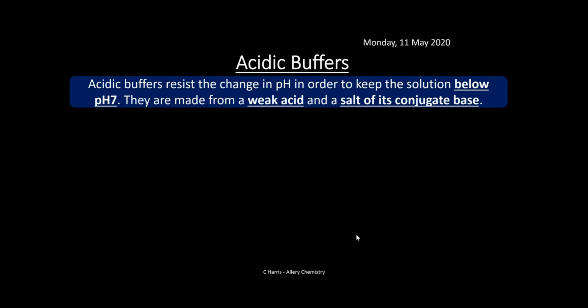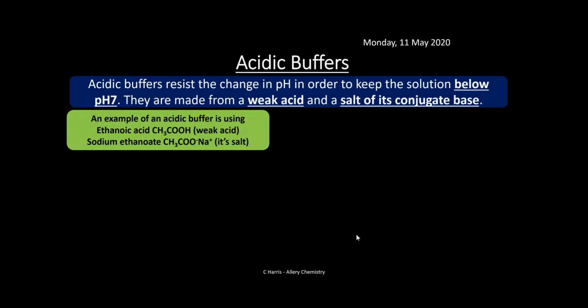So, acidic buffers resist the change in pH in order to keep the solution below pH 7, okay, because it's an acidic buffer, so it's got to keep it as an acid. And they're made from a weak acid and a salt of its conjugate base, okay, so that's very important. The weak acid and a salt of its base. It's important to get your language right in this, while trying to explain how buffers work. So, an example of an acidic buffer is using ethanoic acid, there's your weak acid, and sodium ethanoate is its salt. So the salt must be formed from the acid that you're using.